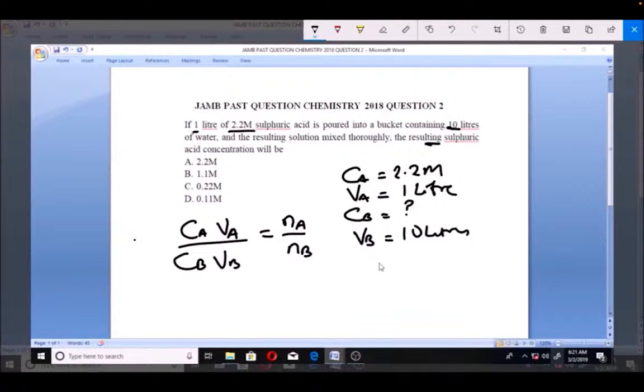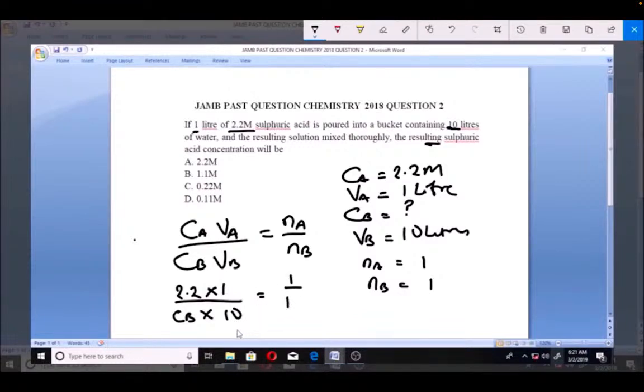Now, what is the number of moles involved? If you write the chemical equation, you will find out that Na is 1 and Nb is also 1. So having this, if you fix this in the equation, Ca we already know is 2.2. So we have 2.2 times Va, which is 1, all over Cb. Cb we don't know, so we still write Cb times Vb, which is 10, equal to 1 over 1, which is 1.